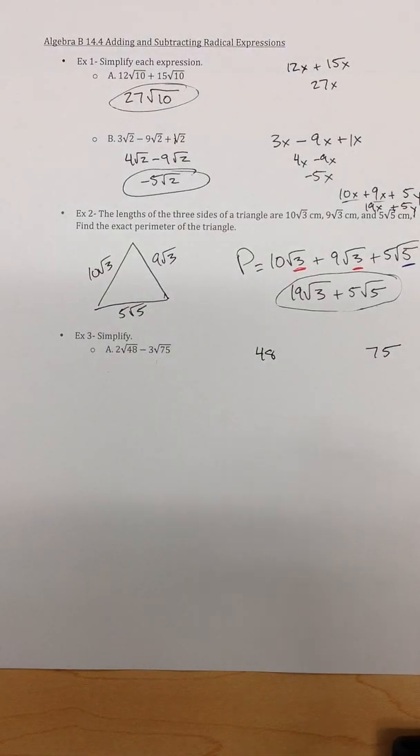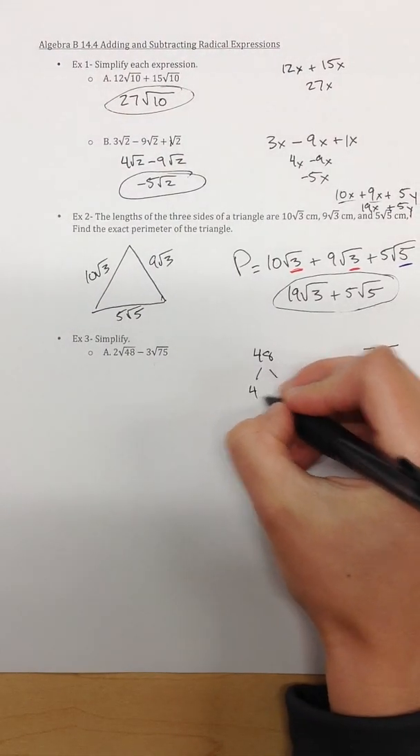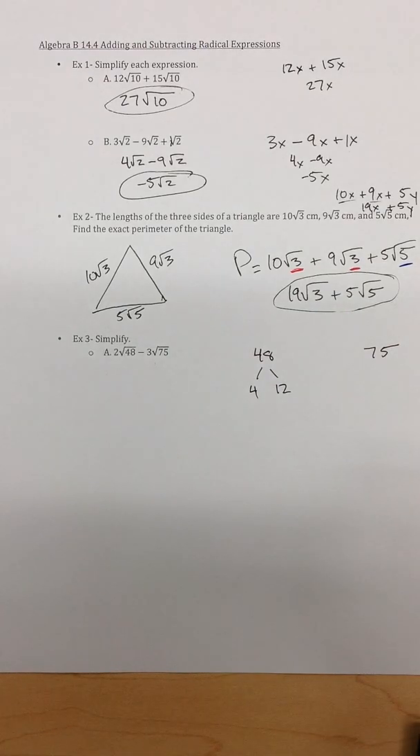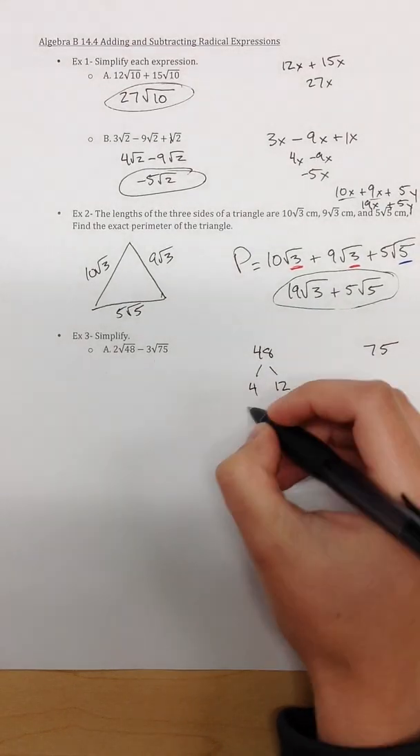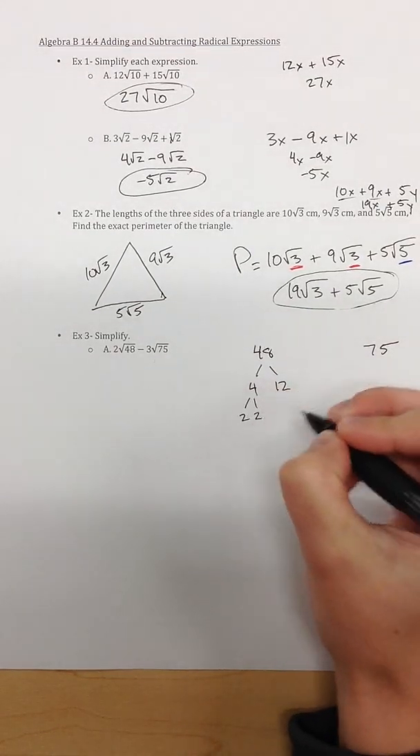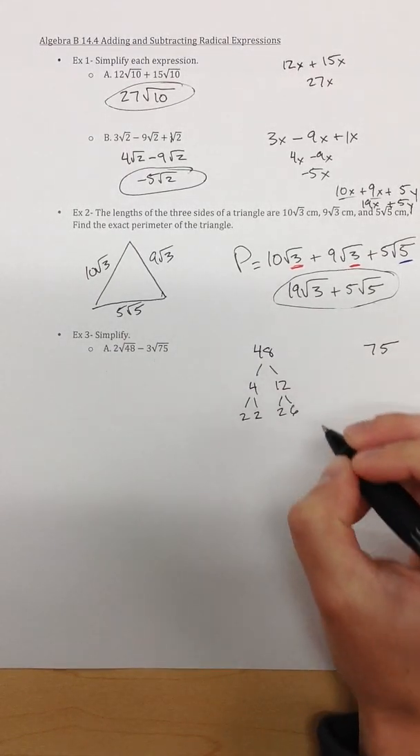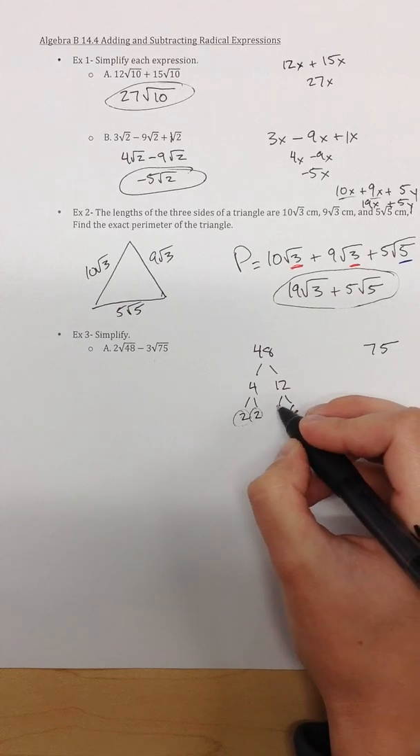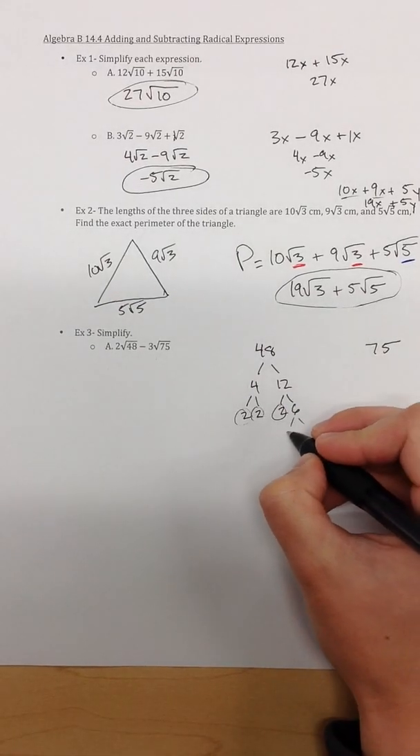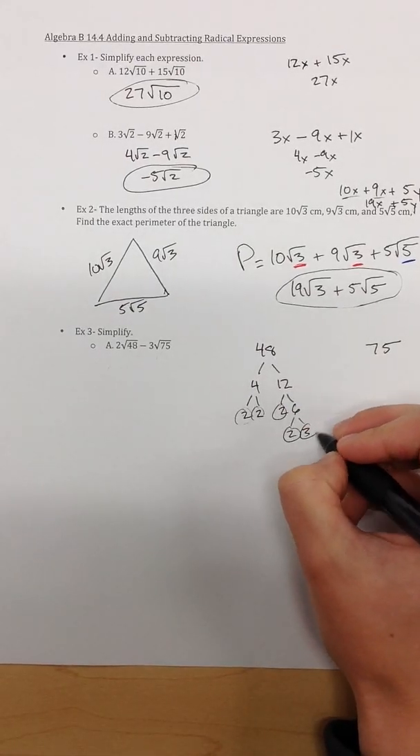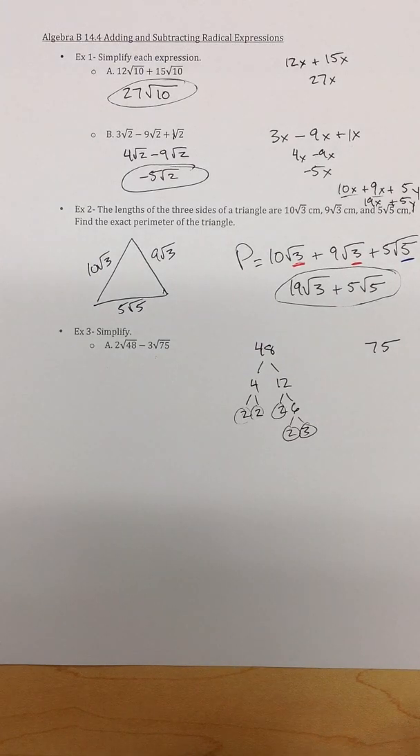So if I was going to break down 48, maybe I'd go 4 and 12. And then 4 would go down to 2 and 2. And 12 would go down to 2 and 6. So all those 2's are primes. 6 could go down to 2 and 3. So that would be all my primes. And then 75, maybe I should write that out.